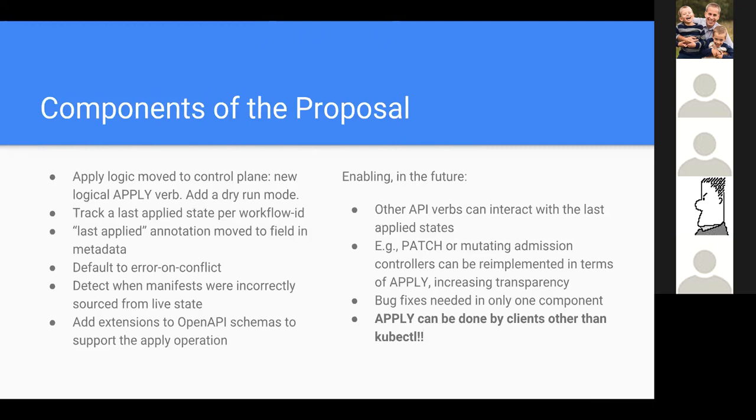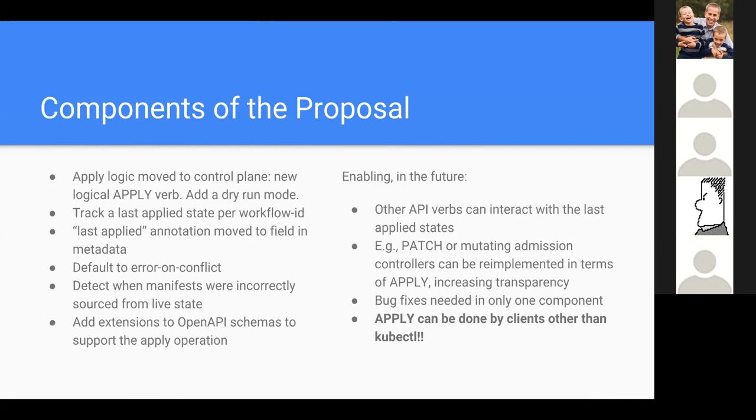I have a few mechanisms to detect when users are sourcing manifests incorrectly. So if I do a get, I modify something locally, and then I do an apply. If you do that today, you end up managing a bunch of fields that used to have default values or values set from other parts of the system. The user doesn't actually want to manage those fields, but that's what you're doing if you follow that workflow today. So I want to detect that. And in order to do that, we'll probably be needing to add some extensions to the open API schemas that we use.